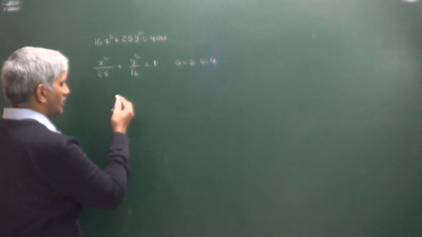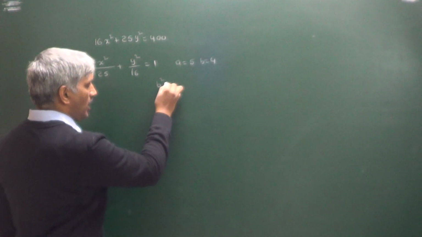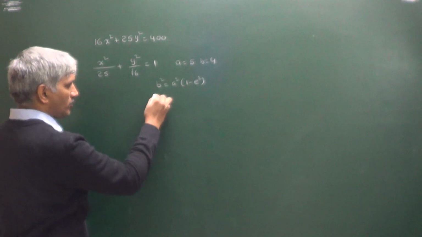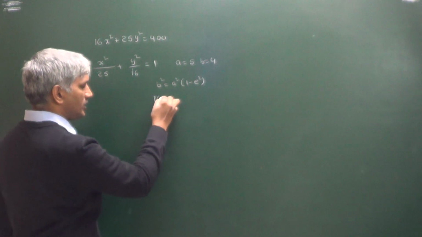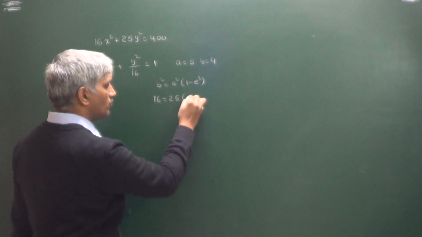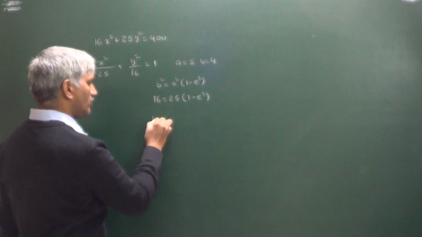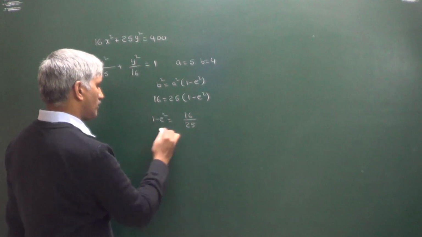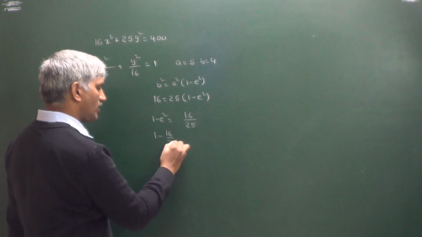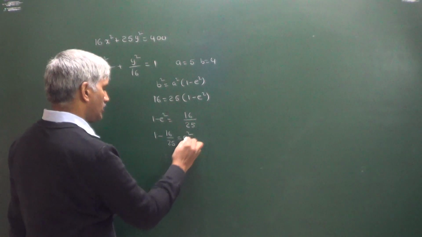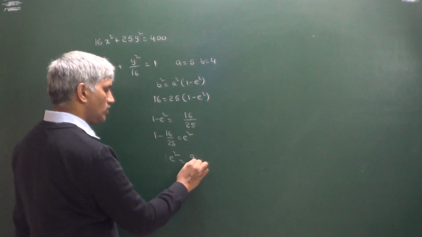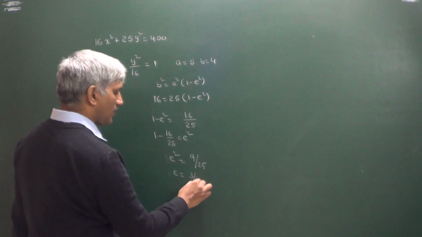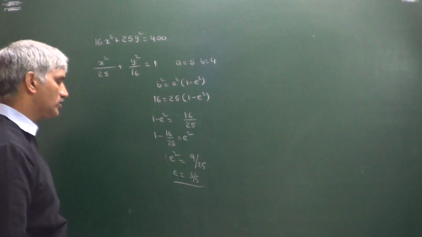Now what is the condition here? Tell me. b square is equal to a square into 1 minus e square is the condition. So that's why you will get 16 is equal to 25 into 1 minus e square. Therefore 1 minus e square is equal to 16 by 25. Therefore 1 minus 16 by 25 is equal to e square. Therefore e square is equal to 9 by 25. Therefore eccentricity we are getting 3 by 5. E value we got 3 by 5.